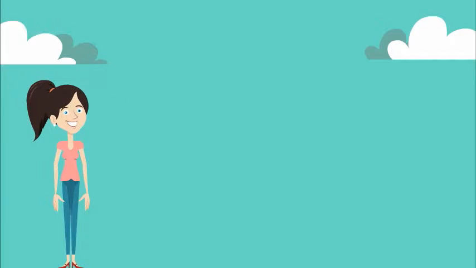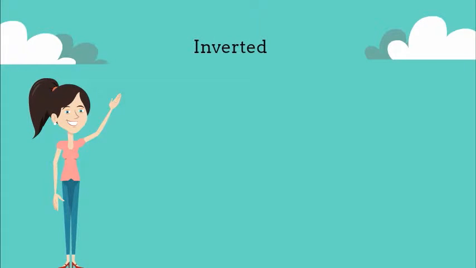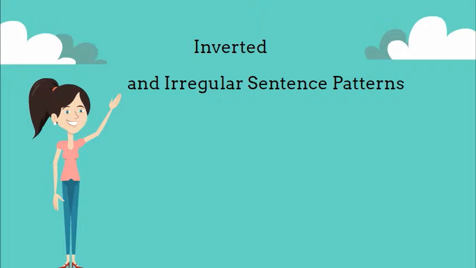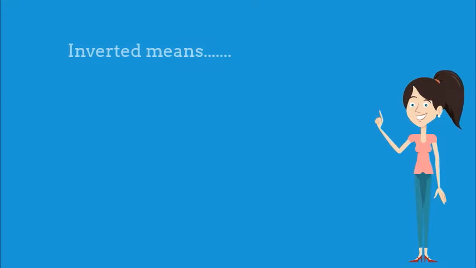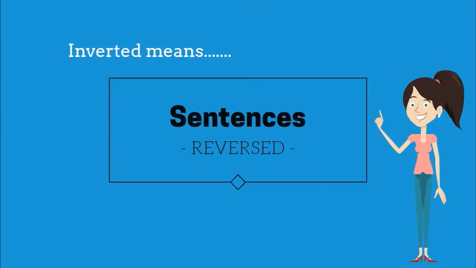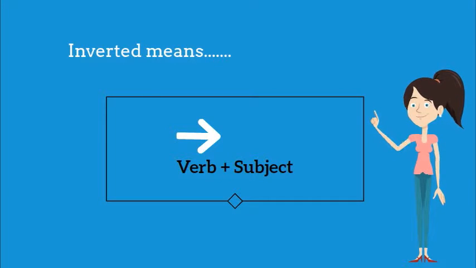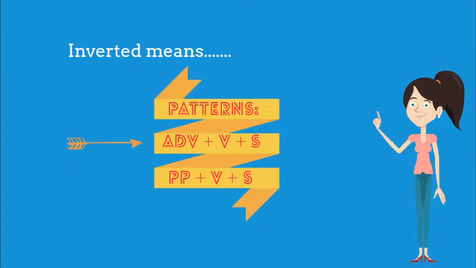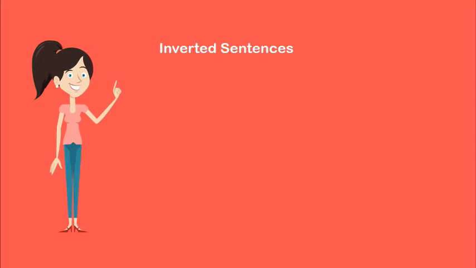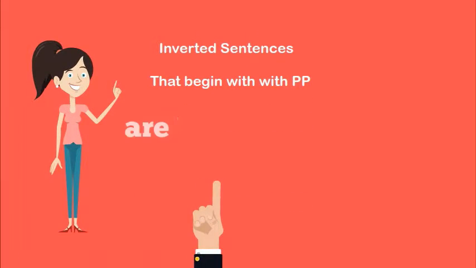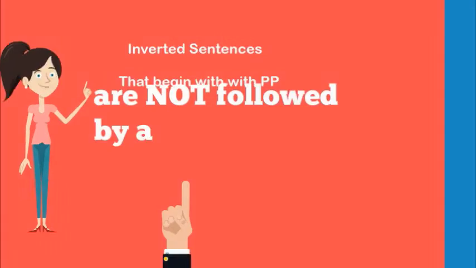This tutorial will help you to identify inverted and irregular sentence patterns for identifying complete and simple subjects and predicates. Inverted means that the sentences are written in a reversed way, where the verb comes before the subject. The patterns can be adverb plus verb plus subject, or adverb phrase plus verb plus subject. Take notice that the inverted sentences that begin with prepositional phrases are not followed by a comma.